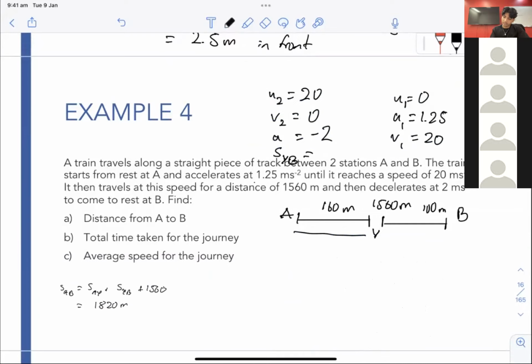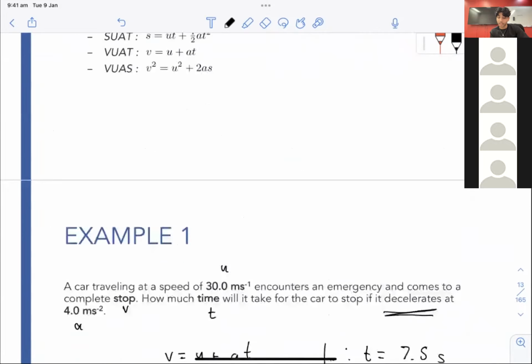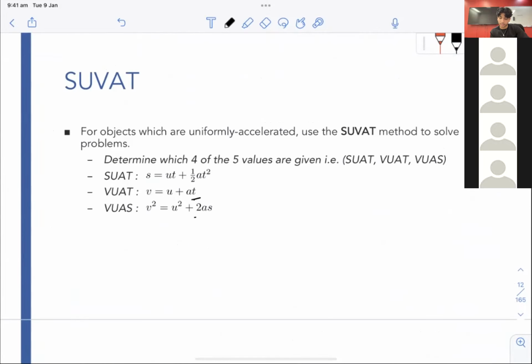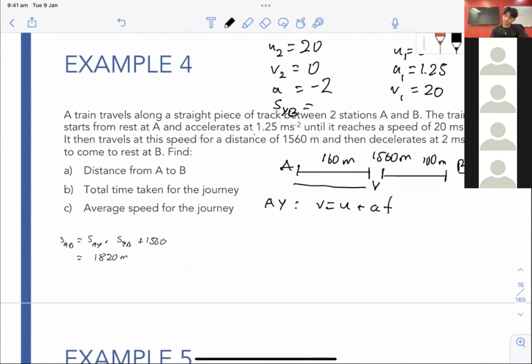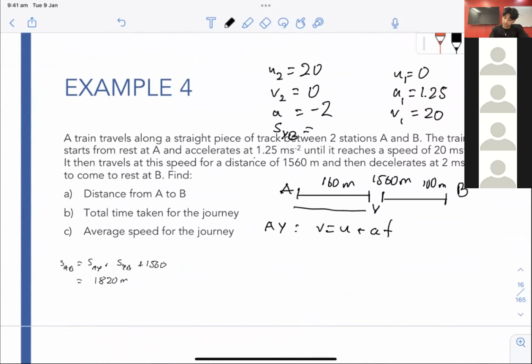Okay. So for A to Y, we actually have some choices here. We can either use V equals U plus AT, or we can use S equals UT plus half AT squared, because they both feature time, which is what we're trying to find. But the first equation is going to be a bit easier for now. Okay. Final velocity in the AY portion was 20. Initial was 0. Acceleration was 1.25. And time is unknown, okay?